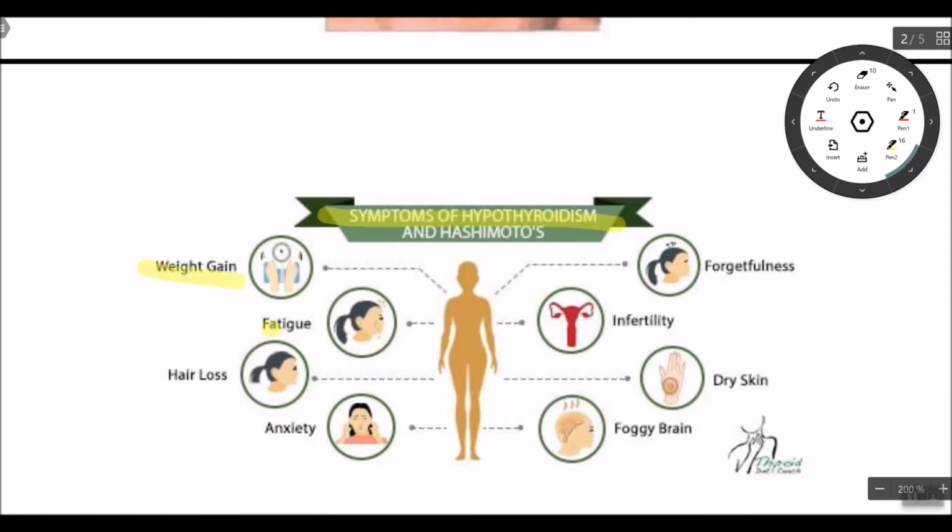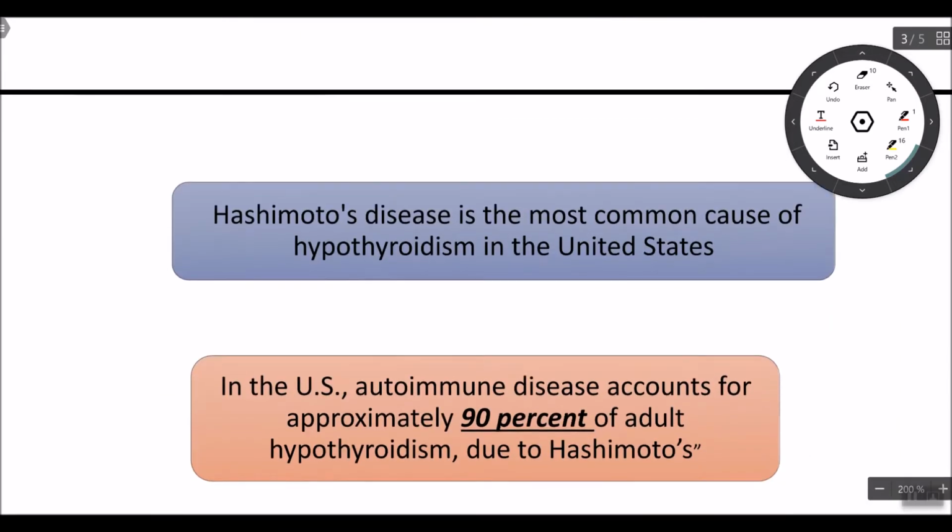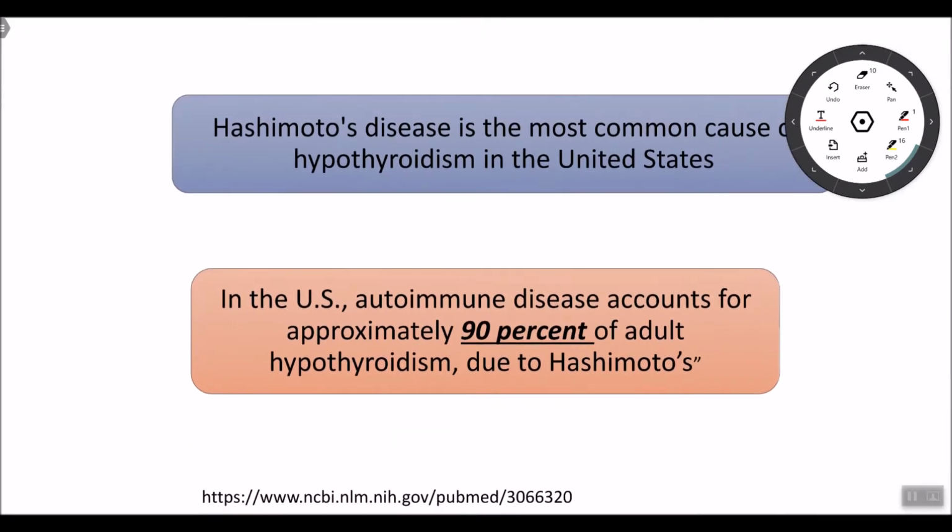So these are some symptoms if you have Hashimoto's disease here. You can have weight gain, fatigue, hair loss, anxiety, forgetfulness, infertility, dry skin, brain fog, GI problems, irritable skin. I mean, the list of symptoms that you can have when you have Hashimoto's disease is very, very extensive. And a lot of people don't realize exactly what Hashimoto's disease is. So I want to fully educate you so you can actually understand what kind of problem you have going on in your body. So let's go over this.